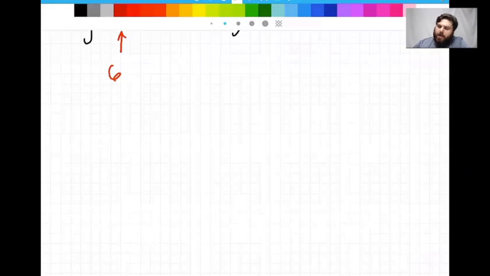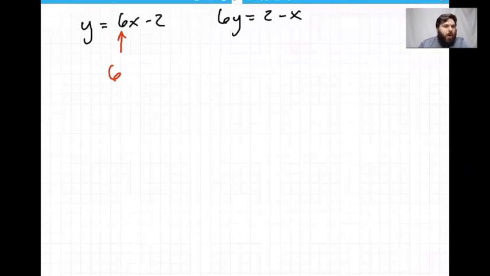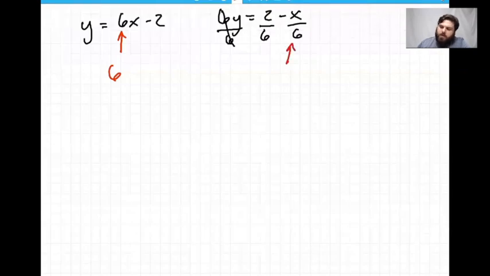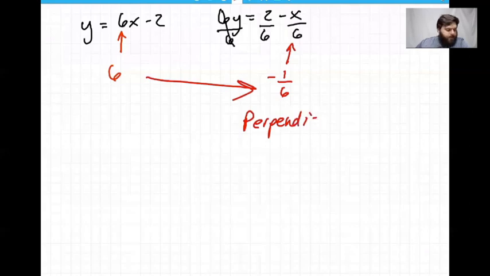Now the second line we don't know the slope of because it's not in y equals mx plus b form. The y is not solved for. Now if we just divide everything by 6, we'll be able to do that. Don't forget the number in front of the x is actually the slope. So we're looking right here, that's negative 1/6. Okay, so are those negative flips of each other? Yes, those are negative reciprocals. So we would say these two lines are perpendicular to each other. Okay?